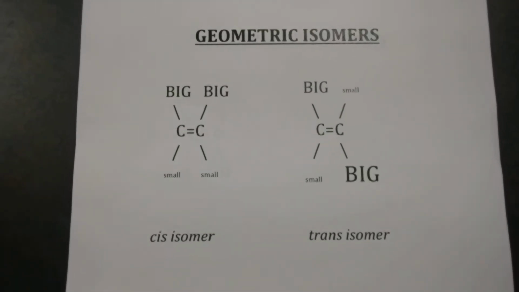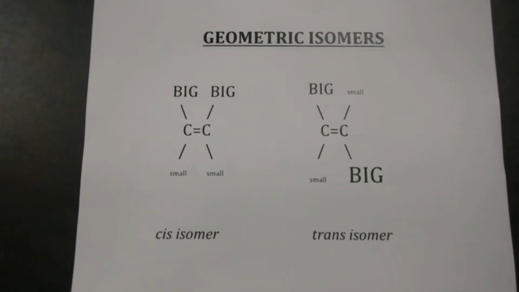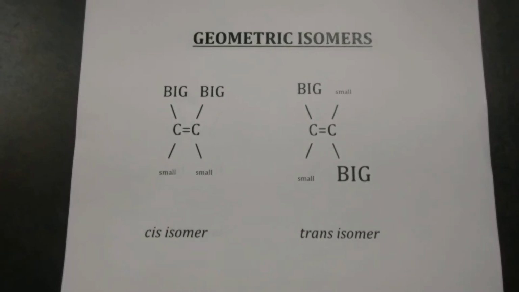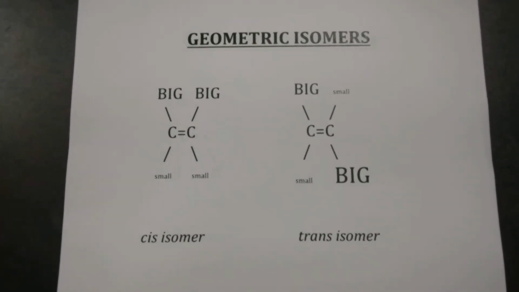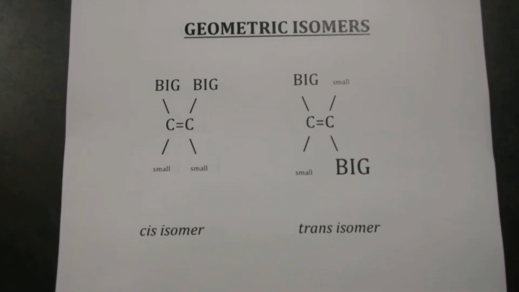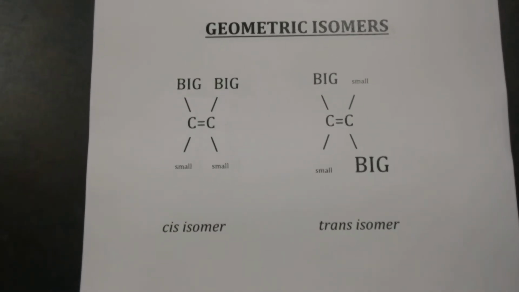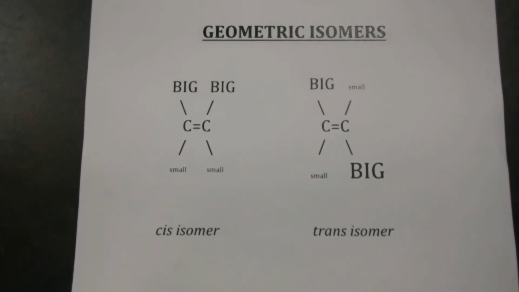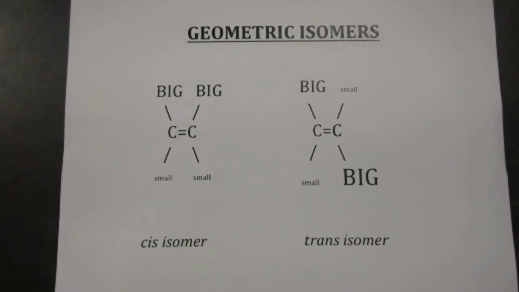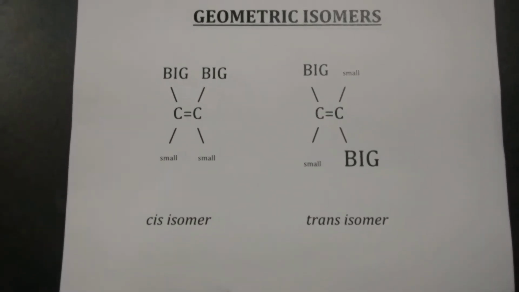Good day. You've just learned about structural isomers, which are fairly straightforward. Now we look at geometric isomers. The only time these apply is to alkenes, and only certain alkenes, not all alkenes. So they do not apply to alkanes, and they do not apply to alkynes.